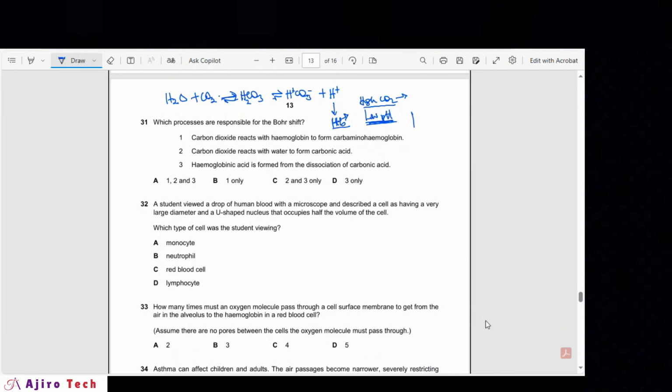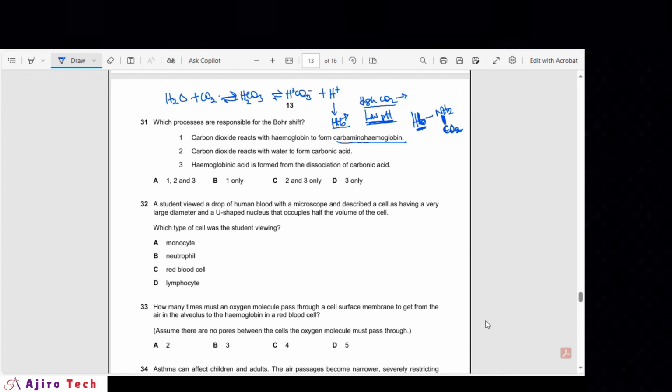Also, we have some CO2 binding to the amine group of terminal amino acids in hemoglobin. So CO2 can bind to the amine group of terminal carbamate, right? That's what it's called in chemistry. This also reduces the affinity of hemoglobin for oxygen. Still Bohr's effect. So carbon dioxide reacts with hemoglobin to form carbamino hemoglobin. It's still part of Bohr's effect or Bohr shift.